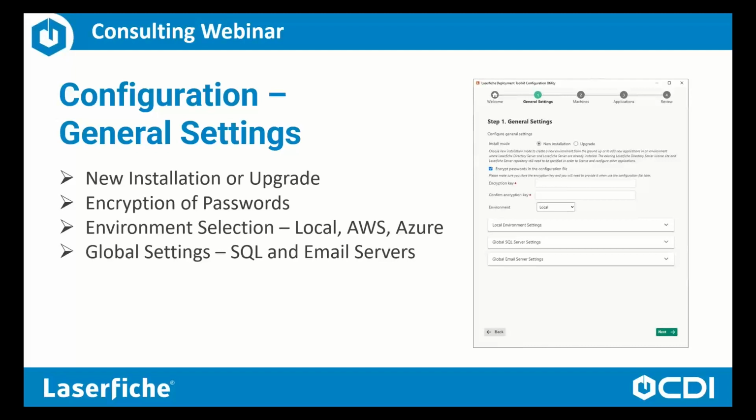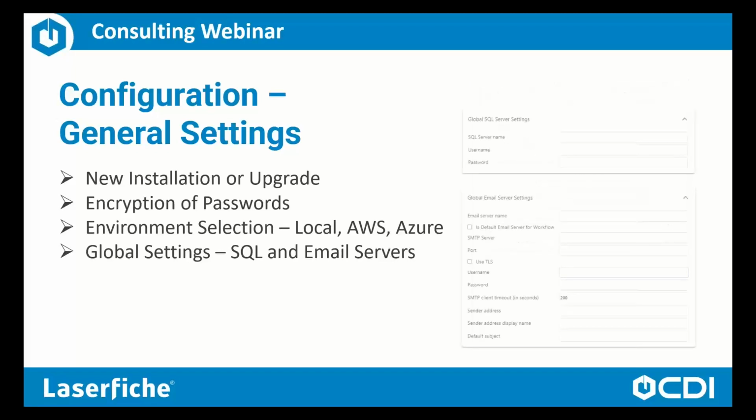Under environment, we can select our type of environment, whether it's local, AWS, or Azure. And we can define our global settings for SQL and email servers. This includes our server name, username, and password, as well as various configurations for the SMTP settings.